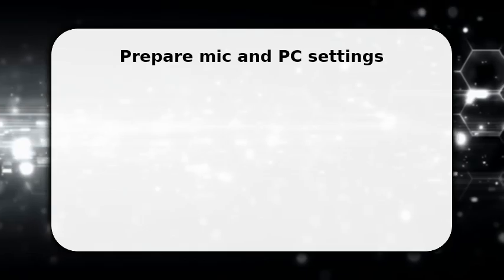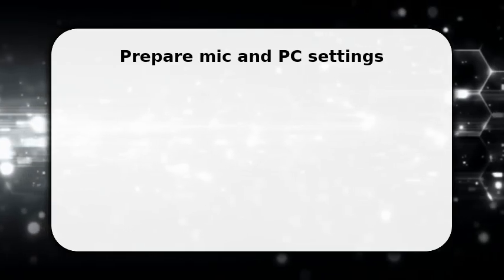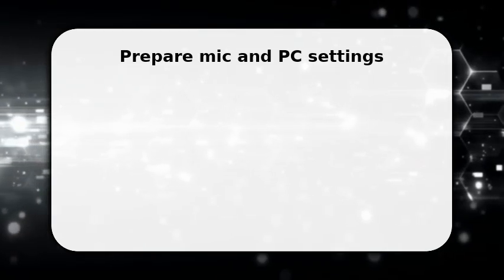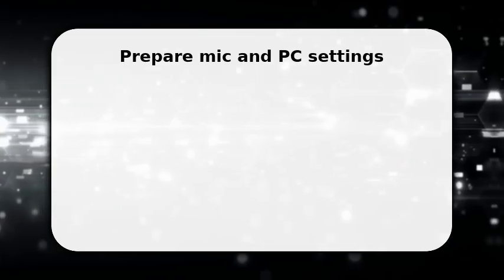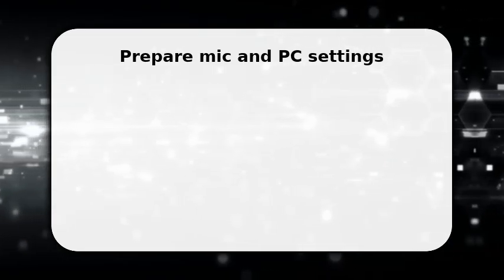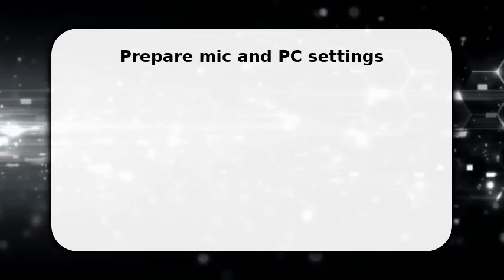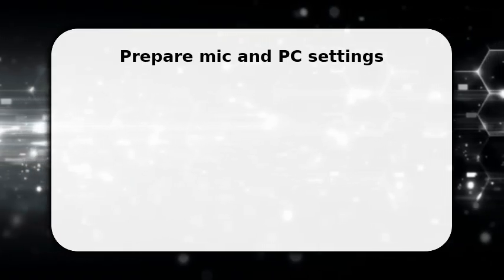You're starting by getting the mic and PC ready. Plug in your USB or 3.5mm headset, then open Windows Sound Settings and pick your input device. Set the input level around 75 to 90% so voices register without clipping.